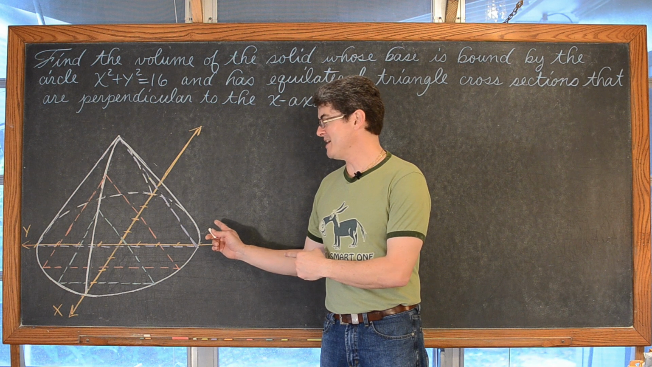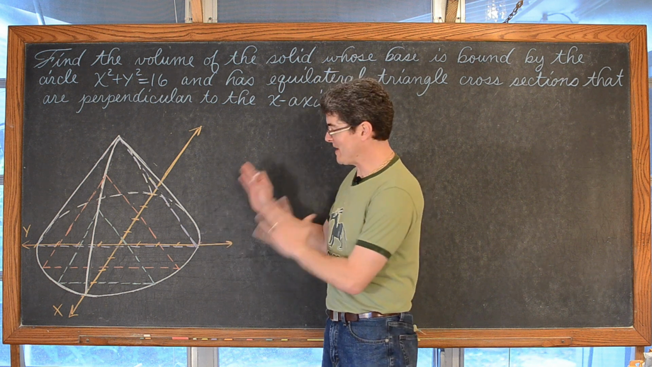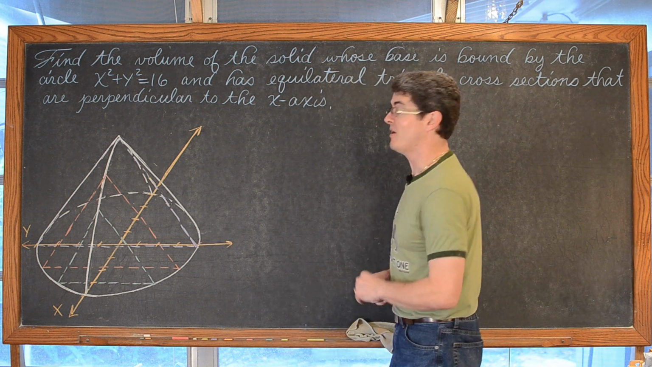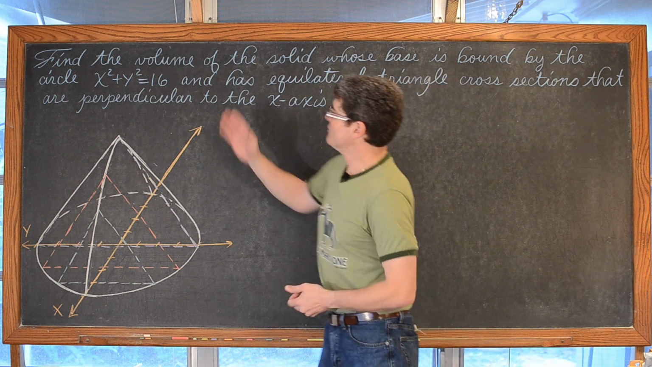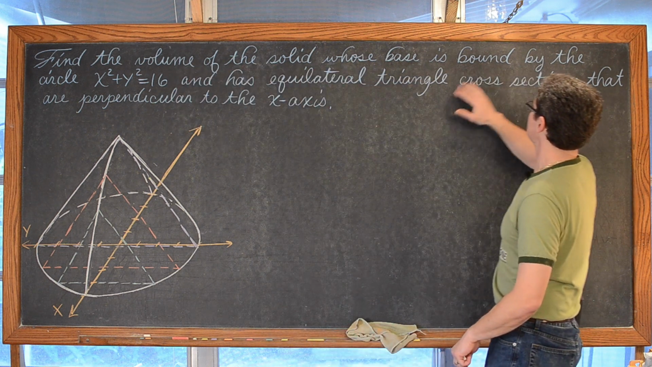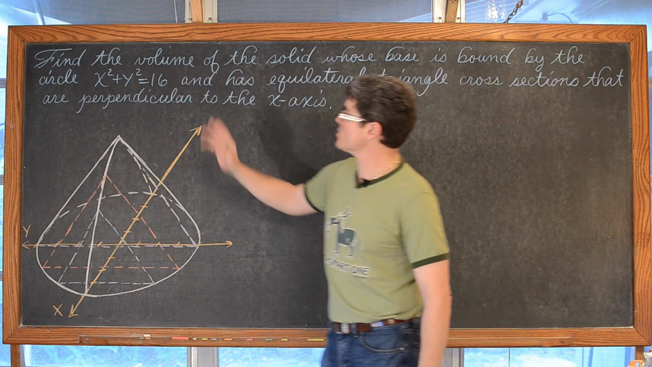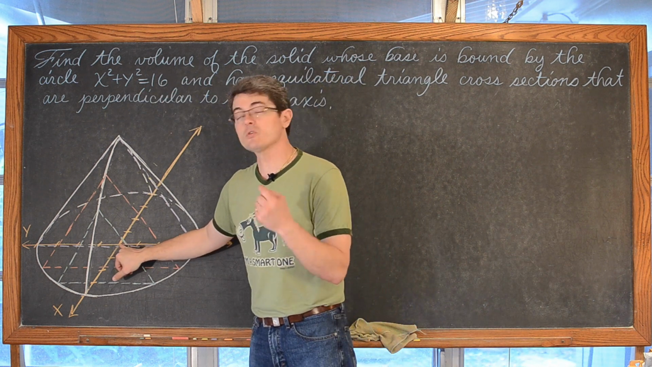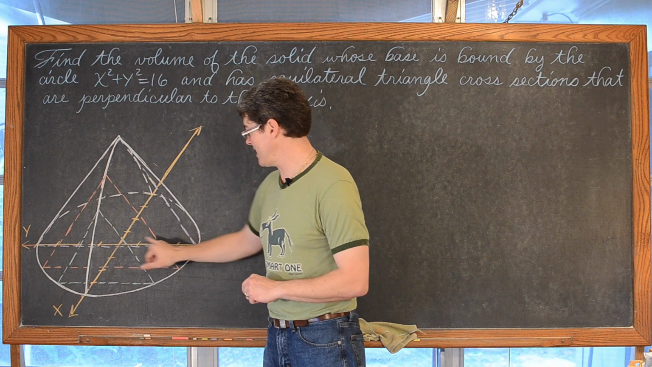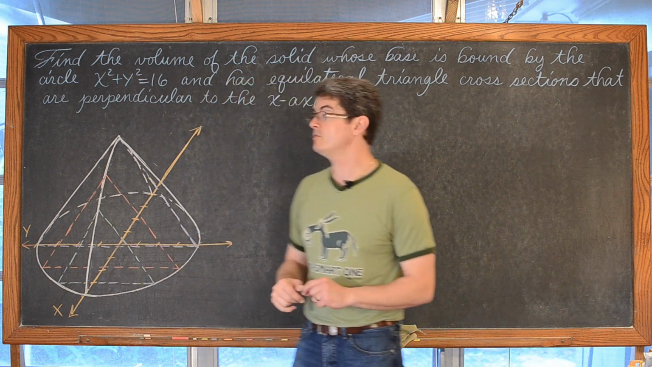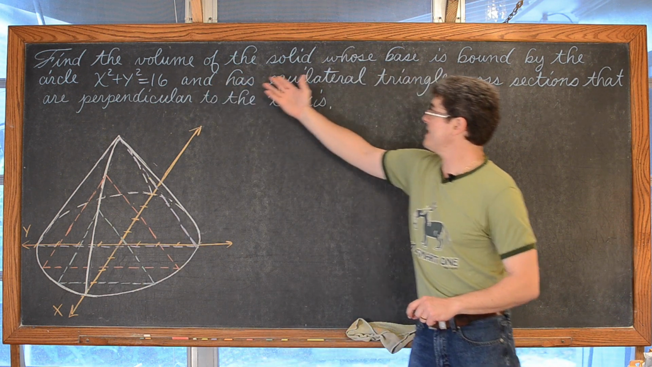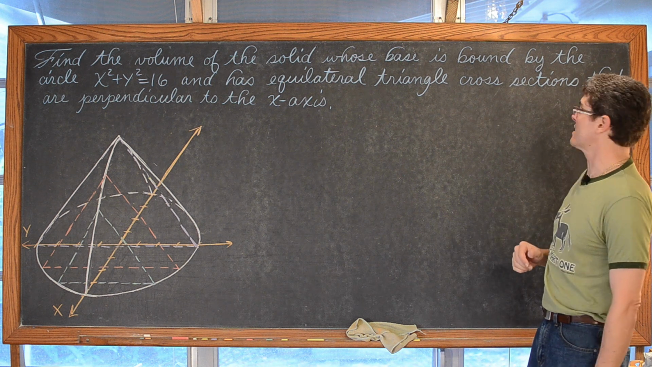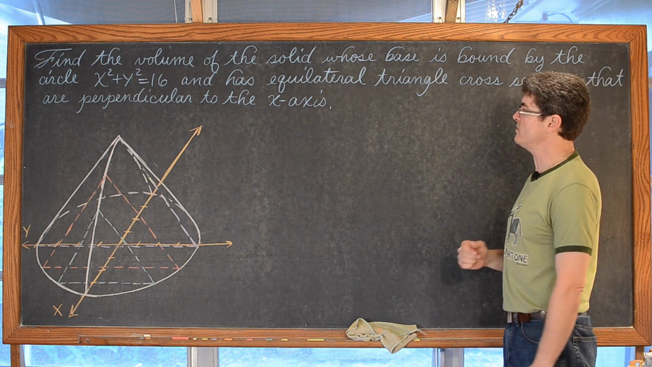Well, that took a few tries, but I got the drawing done the best I can to represent the problem. Our last example. Find the volume of the solid whose base is bound by the circle x squared plus y squared is equal to 16, a circle whose center is at the origin and whose radius is equal to 4, of course, and has equilateral triangle cross sections that are again perpendicular to the x-axis.